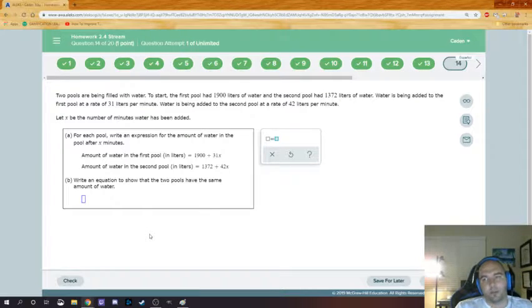So, here's the deal. Think about it this way. One pool of water has more than the other, right? But the second pool that starts with less is gaining water at a faster amount per minute. So what will eventually happen is, at a certain amount of time, the second pool will end up with the same amount of water as the first pool, and then start getting more than it, right? So what they want you to do is write an equation you would use to show when the pools would have the same amount of water.